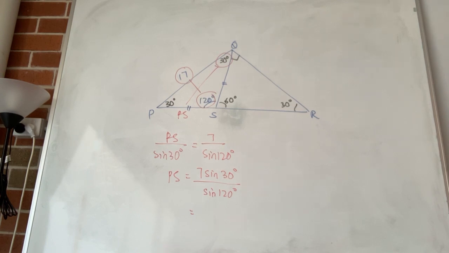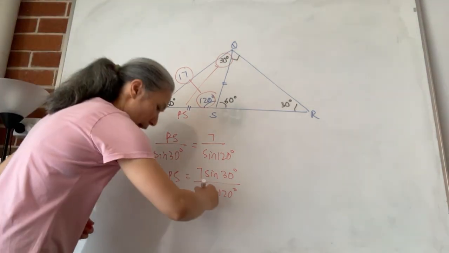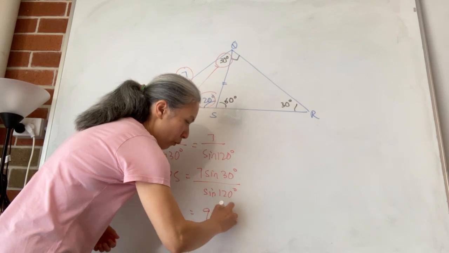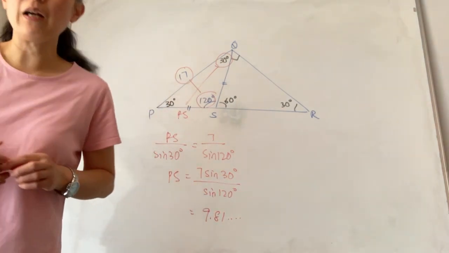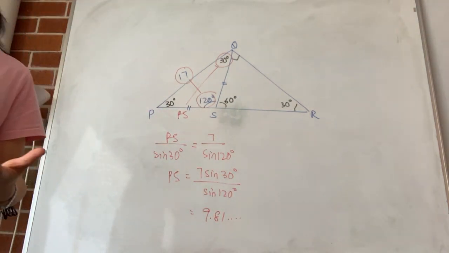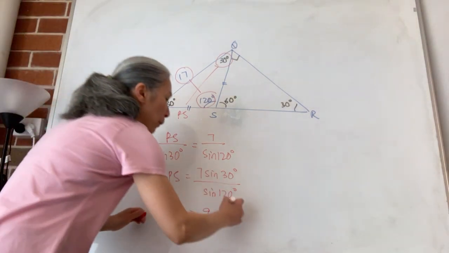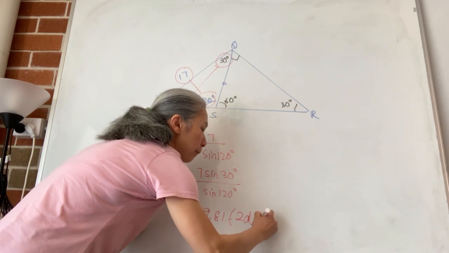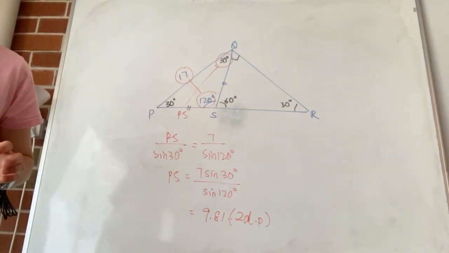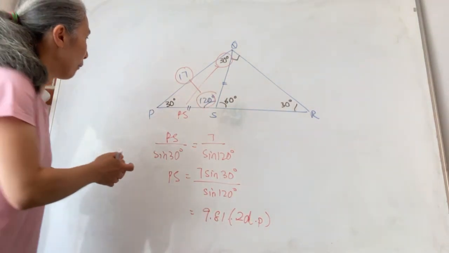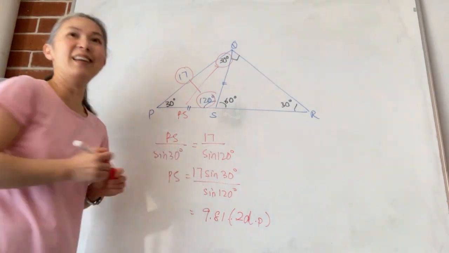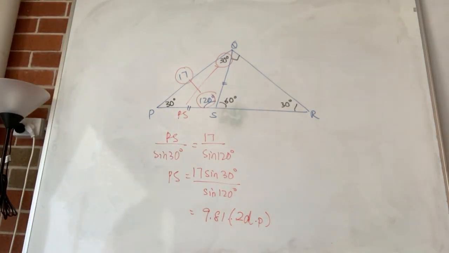Okay, make sure you store your answer in your memory. So you have 9.81 something, right? In this question again, it doesn't say how many decimal places, so it's up to you how many you want to write. If you write 2, make sure you write 2 dp. Isn't it 17 instead of 7? Oh, thank you. So 2 dp, 1 dp, 3 dp, up to you. Which one do you prefer to write it in?